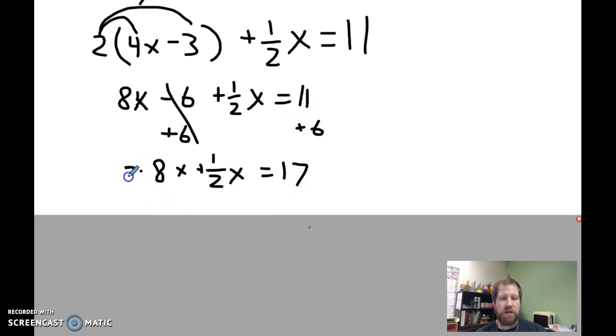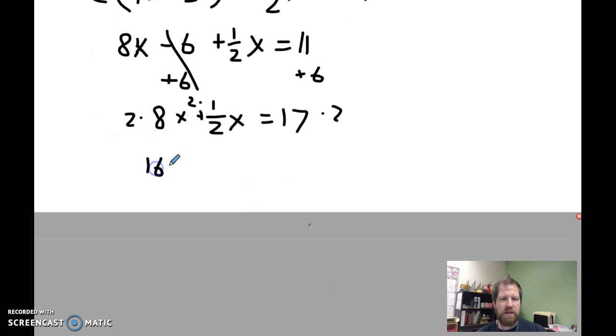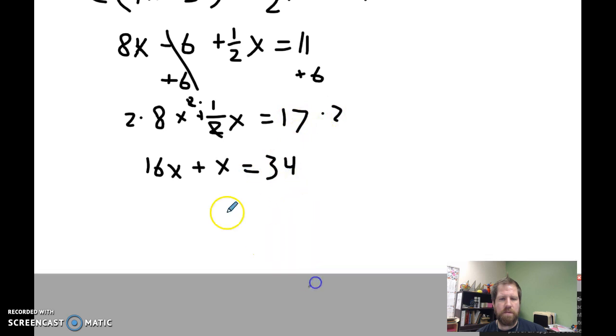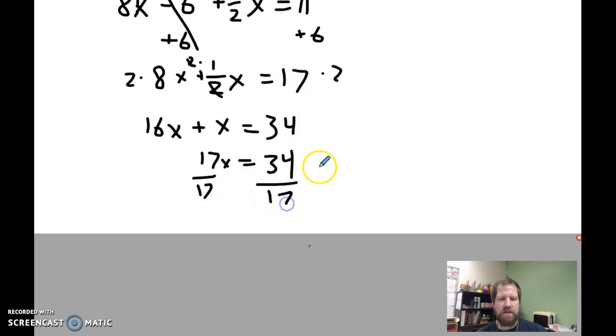I'm going to multiply everything by 2 to get rid of this fraction. So I have 16x, plus these 2 cancel, plus 1x equals 17 times 2, or 34. Now it looks like it's going to be nice to me. 16x plus 1x is 17x. And I know from what I just did that 17x is half of 34. So when I divide by 17, I know x is going to equal 2.